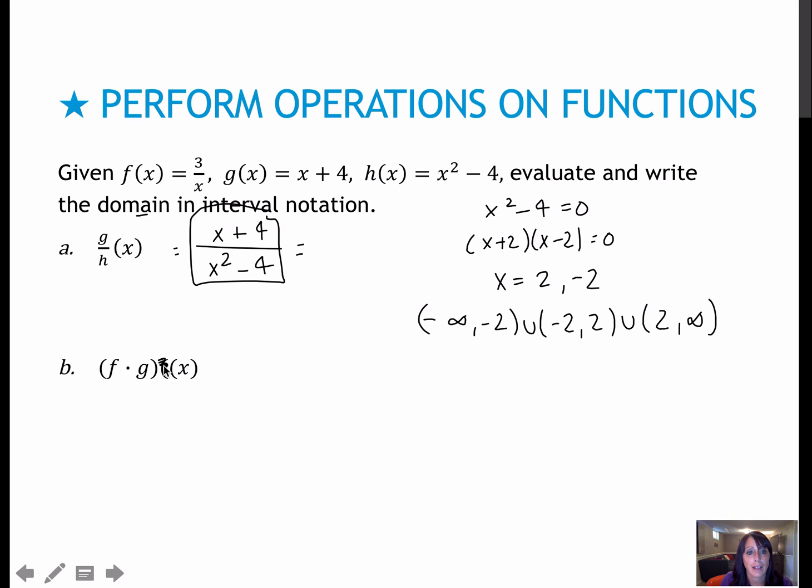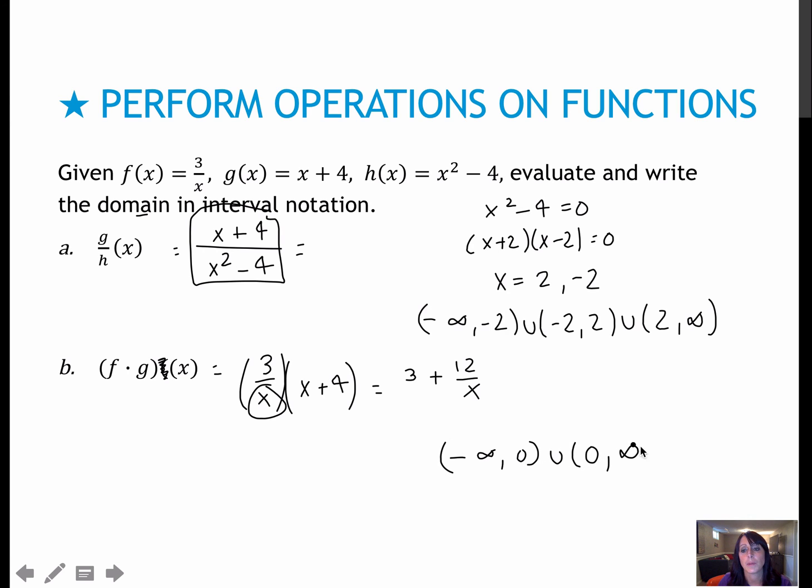Last one, looks like I accidentally ended up with a little extra parenthesis there. F times g of x. So looking at f of x, I've got 3 over x. Looking at g of x, I've got x plus 4, so we really just talked about this one. The solution would be 3 plus 12 over x. The domain would be that x cannot be 0 because we can't let this be 0 over here. So it would be from negative infinity up to 0, and then union 0 up to positive infinity.